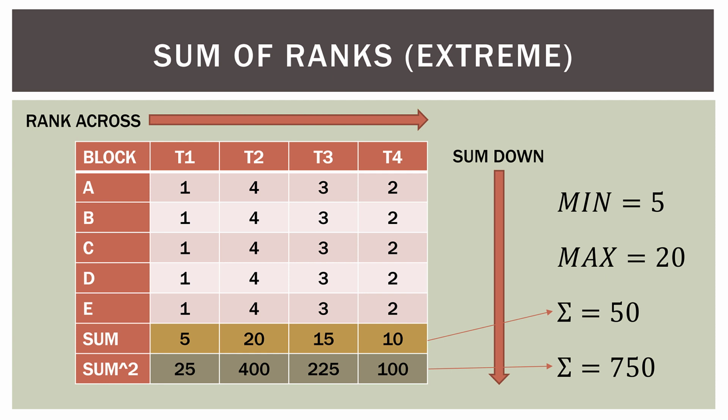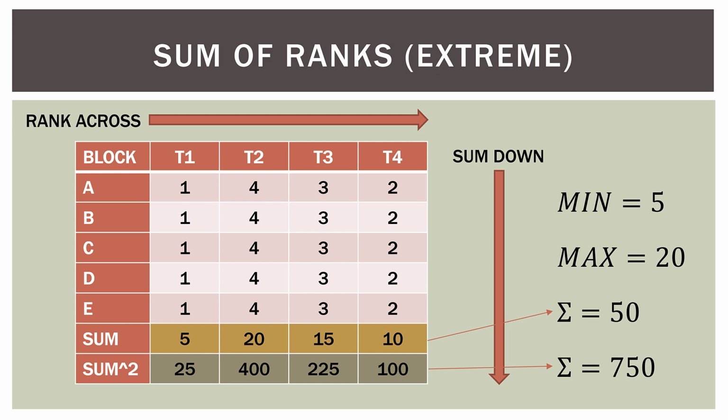20. Notice the sum of those ranks is 50. So the sum of all the ranks in this table equals 50. Now if we take the sum of ranks for each treatment and then square them and then add them together, we have 750. So remember these numbers: minimum of 5, maximum of 20, the sum of all the ranks in the table is 50, and then the sum of the squared sum of ranks is 750.